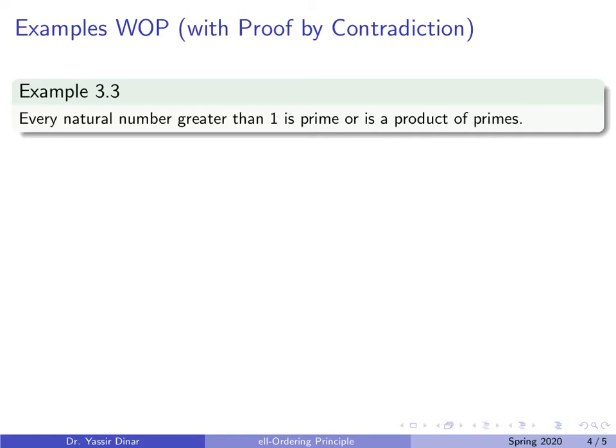Let's look at another example where we will use the well-ordering principle with a proof by contradiction. In this example, we want to prove that every natural number greater than 1 is prime or is a product of primes. We know that any natural number greater than 1 is prime or composite, so we want to prove that even the composite can be written as a product of primes. The statement seems trivial, but we still want to use our tools to prove it.